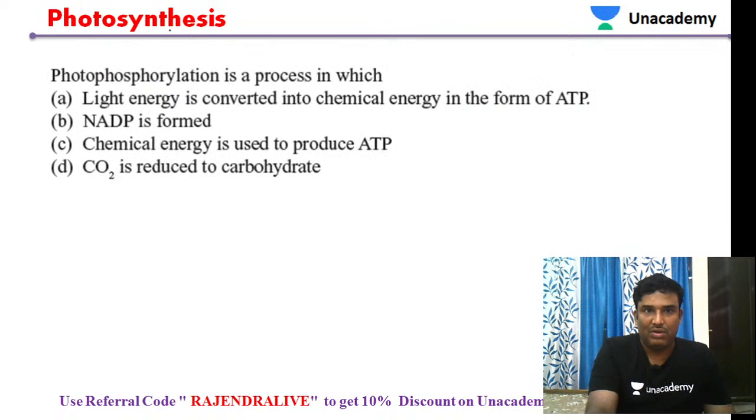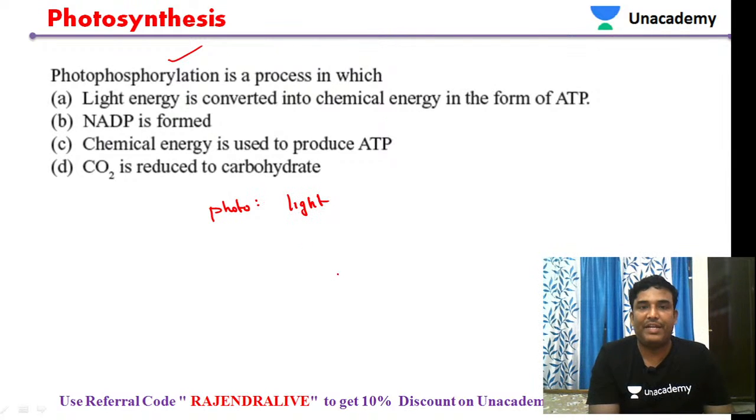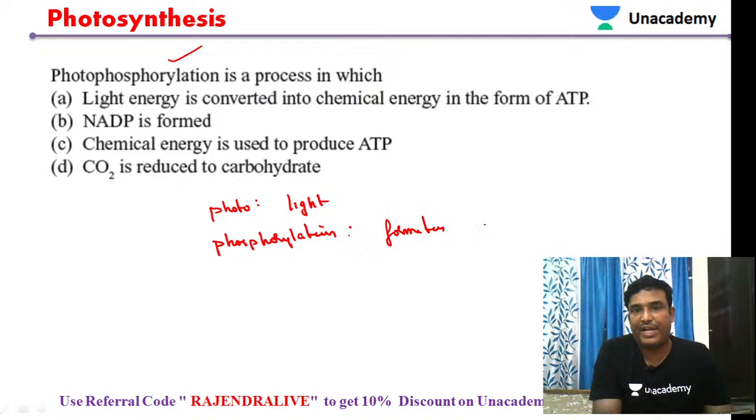Next, photophosphorylation. Photophosphorylation is a process in which what happens? Photo means light. Phosphorylation is the addition of phosphate to form ATP, the formation of ATP. That is called phosphorylation.